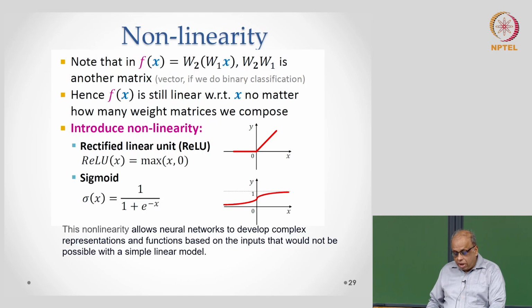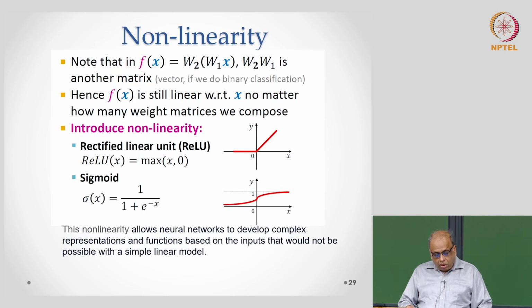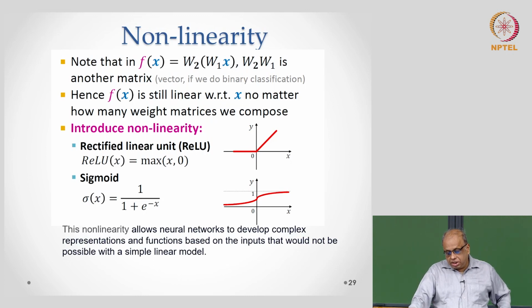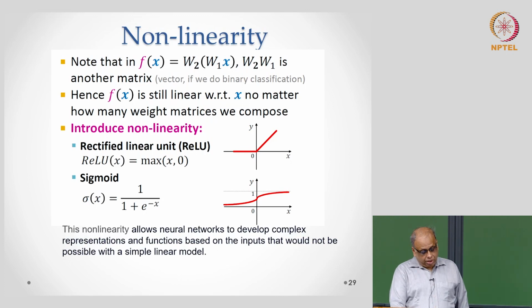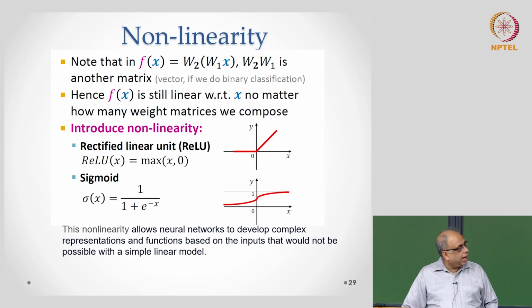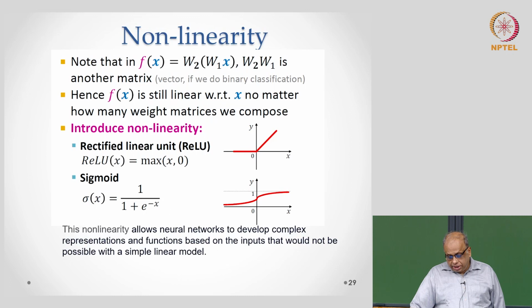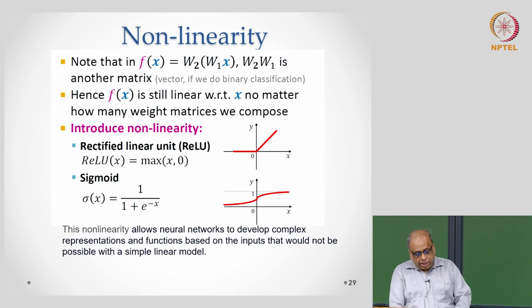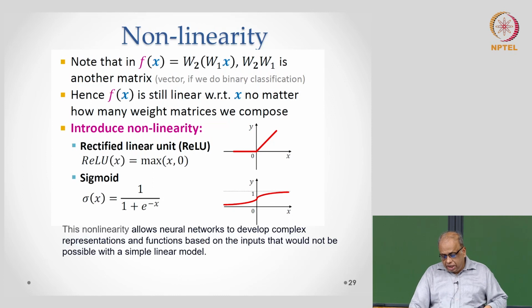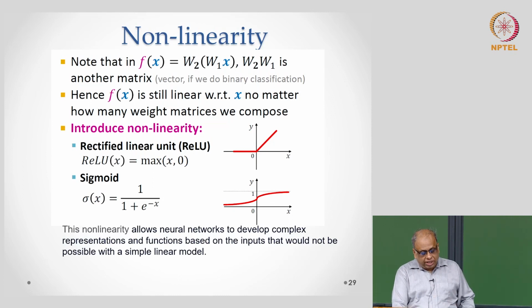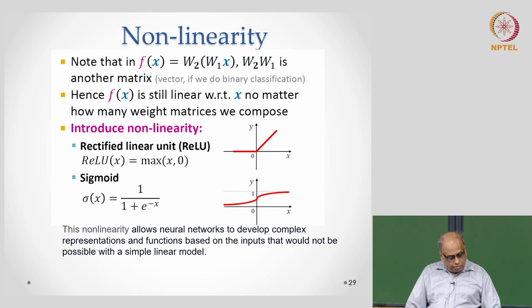And therefore you add non-linearity. Once you have f(x) equal to w2 w1 x, you add a non-linearity to that, and the non-linearity allows the neural network to develop complex representations and functions based on the input. If it is just a simple linear function, you cannot add complexity. So therefore you use non-linearity. We talked about activation functions: you can add the ReLU activation function or the sigmoid activation function. Those are very common, and given a linear function, they add non-linearity to it, so that the final function becomes much more complex.